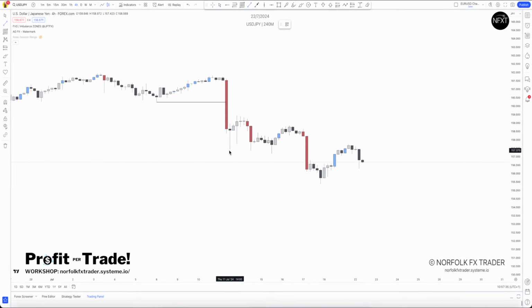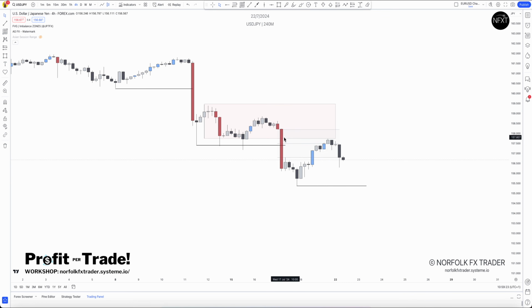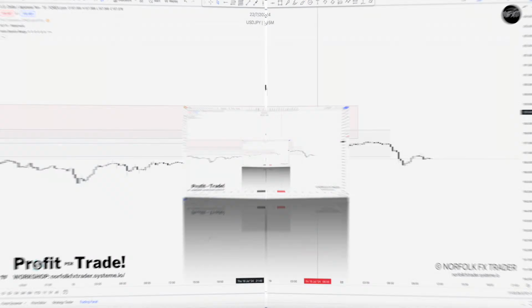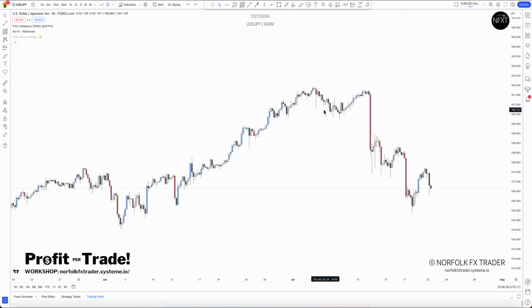I'm going to demonstrate how you can use market structure, use supply and demand, and use imbalances combined with the fractal structure to pinpoint an entry for a much higher risk to reward. So let's now go through by marking up our structures first.